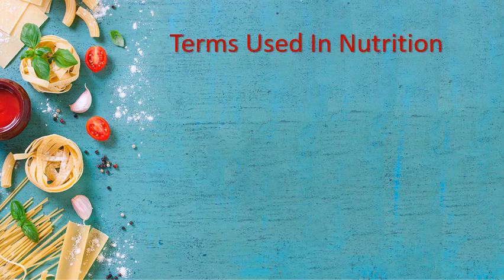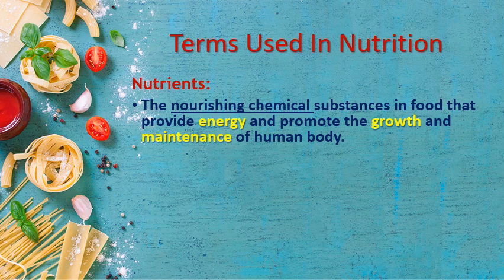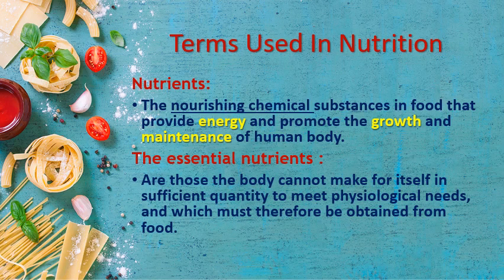In our lecture, we have to clarify some terms used in nutrition. First of them is the nutrients. Nutrients are the nourishing chemical substances in food that provide energy and promote the growth and maintenance of a human body. The second term is the essential nutrients. Those are the nutrients that the body cannot make for itself in sufficient amount to meet the physiological needs and which must therefore be obtained from food.